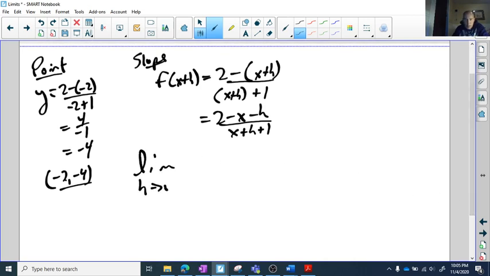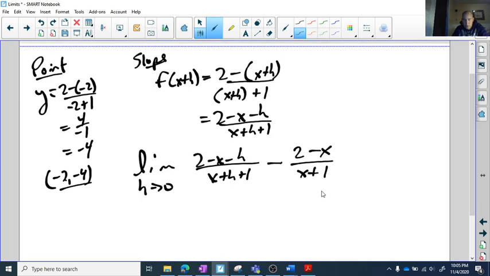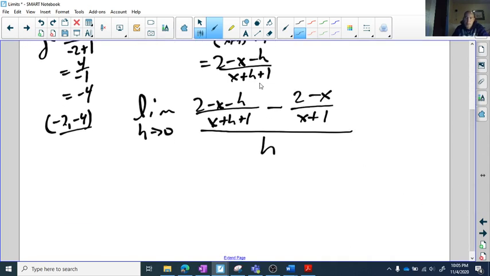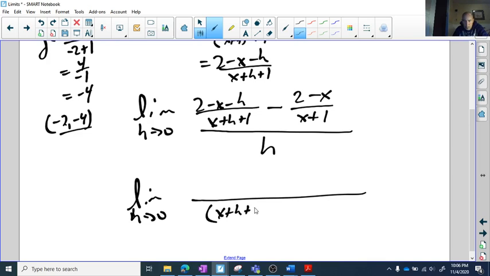Limit as h goes to 0, f at x plus h, which is 2 take away x take away h over x plus h plus 1. So there's f of x plus h. Take away f of x, which was 2 minus x over x plus 1. All of that over h. Anytime you have fractions within a bigger fraction, hopefully you realize that that is always going to require us to get a common denominator. So we're going to take these two fractions in the top and make a common denominator, which would be the product of these two, x plus h plus 1 multiplied by x plus 1.